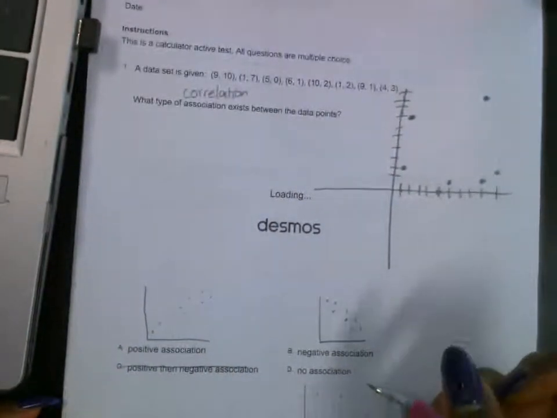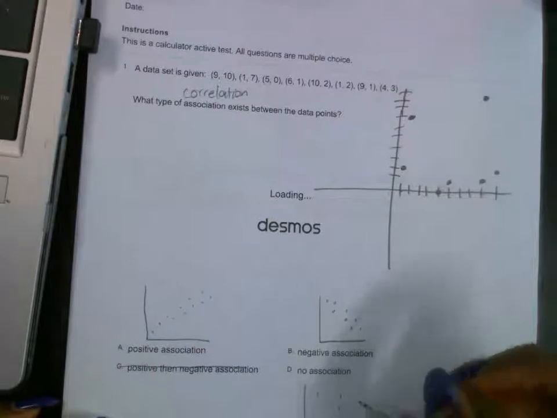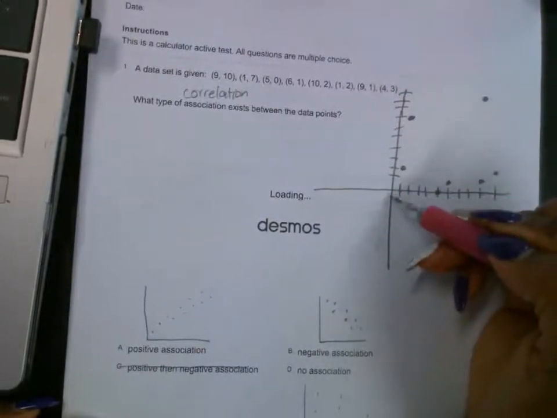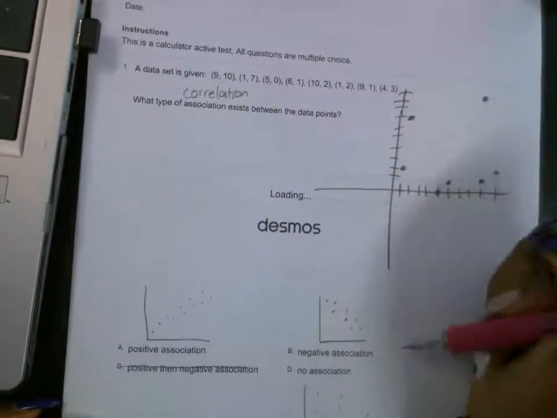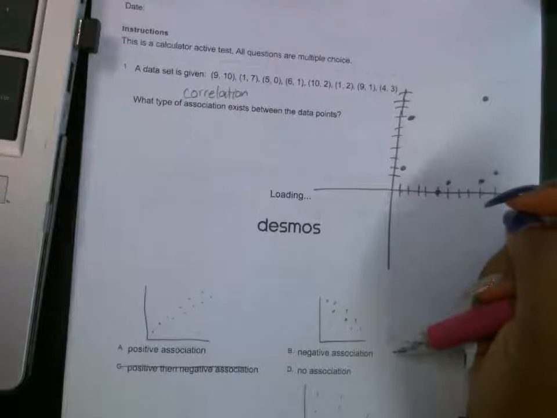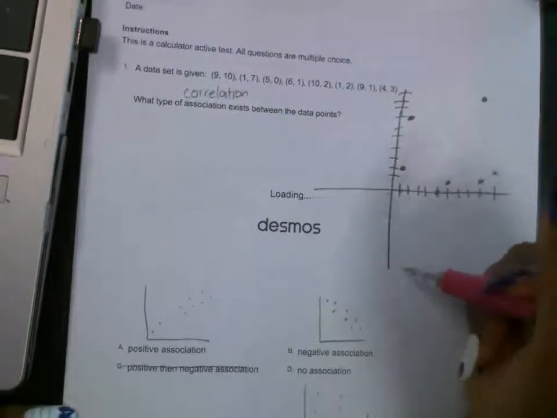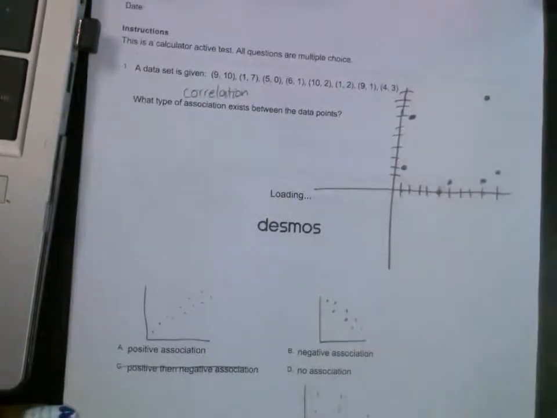What kind of correlation is this? Positive, negative, or no correlation? Okay. You think the points are going up? You said no, and Michael, what'd you say? You said no. Okay. It's a no correlation. What made you say positive? All right. So let's do number two.